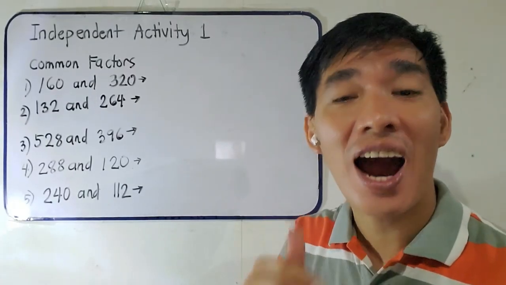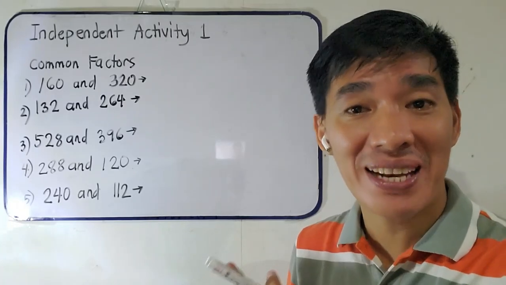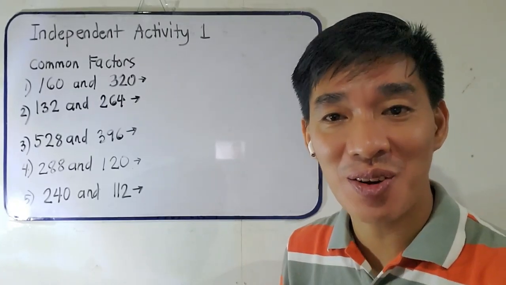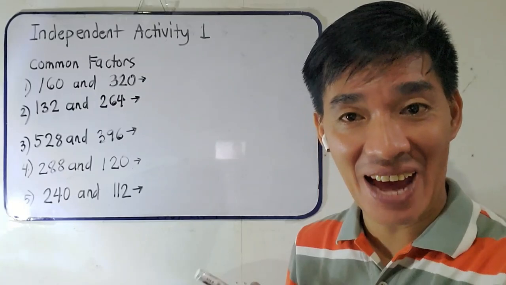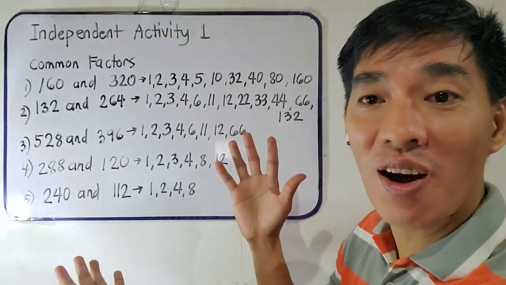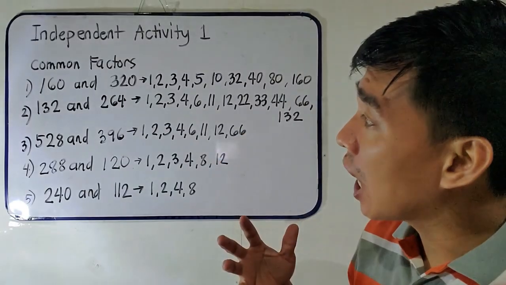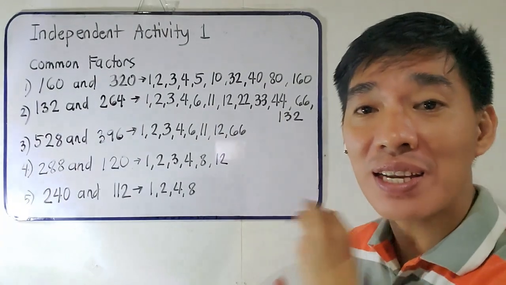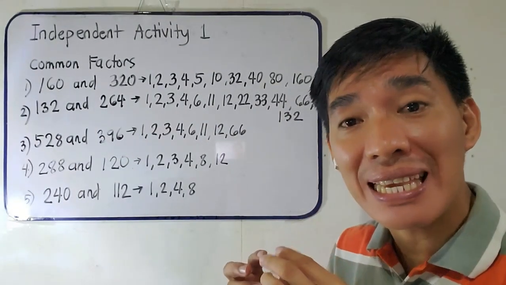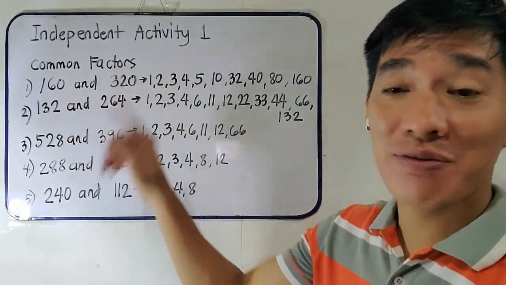Are you done? Are you now ready to know what are the answers for our independent activity 1? I'll show you the answer right now. 1, 2, 3. So these are the answers for your activity. Okay, what is written here are the numbers. Supposedly, these are the numbers you encircled in each pair of factors.